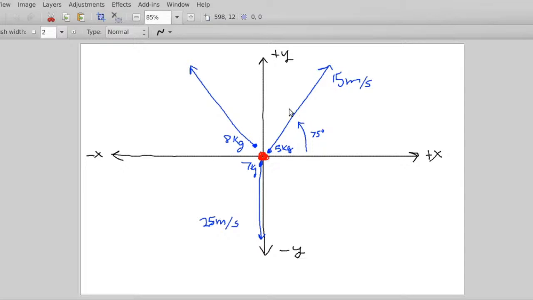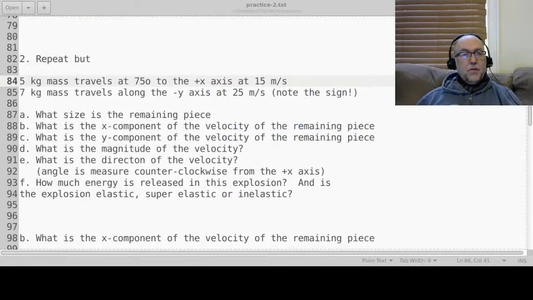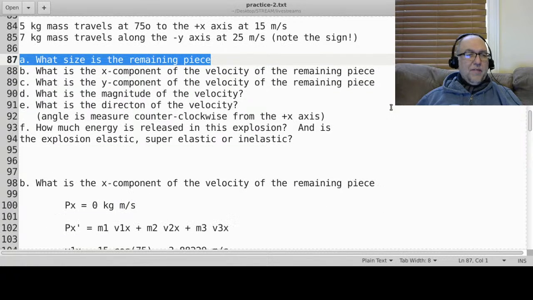Because if you see an explosion, you see a piece going this way, you see a piece going that way, and then you see a piece going that way, you naturally say, well, something has to be traveling in the opposite direction to make up for it. And if there isn't one, well, then that's not a physical situation. Okay, so let's do it. All right, and I just cut and pasted these questions, but we don't have to do the size of the remaining piece. It's still 8.